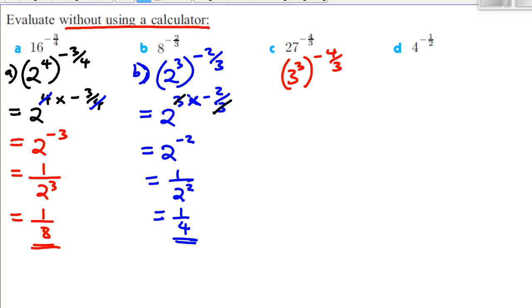And then what you're going to end up with here is 3 to the power of 3 multiplied by negative 4 over 3. Then we cancel these 3's. We'll end up with 3 to the power negative 4, which will be equal to 1 over 3 to the power 4, which is 1 over 81.